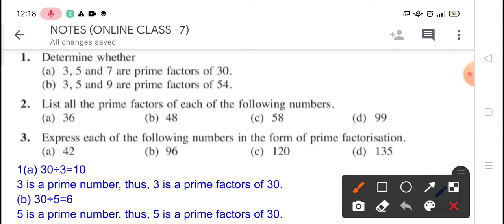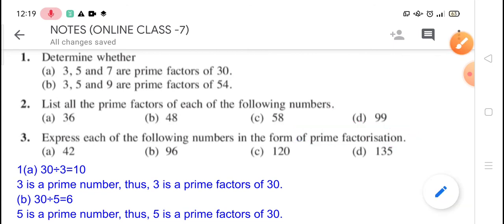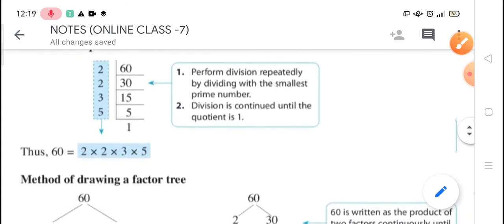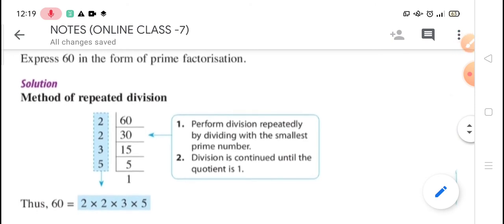Express each of the following numbers in the form of prime factorization. Okay, prime, you know what the meaning is, right? So how about factorization? It's something about the factor. Okay, so now we are back to example 6. This is the prime factorization.